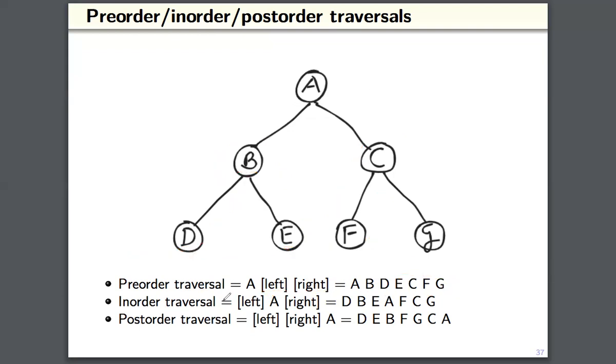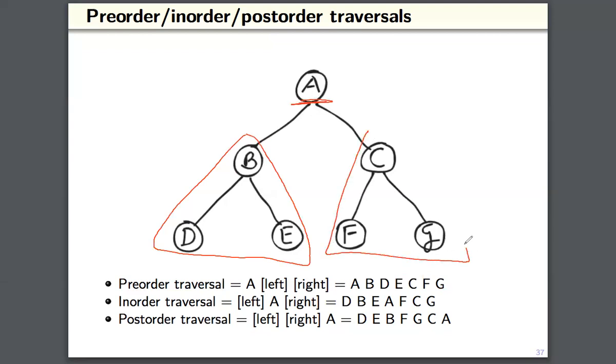Okay, what about in order? Left, A, then right. So what is the in order of this left subtree? Left, A, then right. What is the in order of this left subtree? Right? DBE. In order of this, FCG. And then you have A. So you can apply something like this. Make sense?